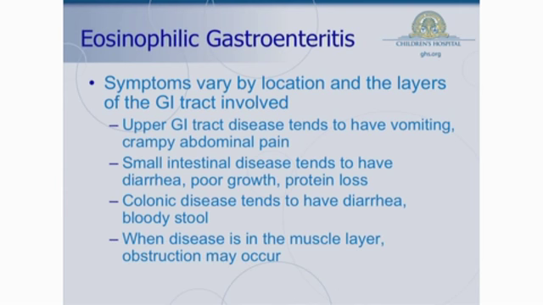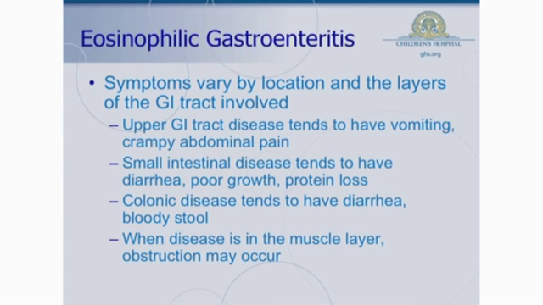So if you have disease that affects mainly the muscular layers as opposed to the surface layers, you may have more symptoms of blockage or obstruction than if it's just involving the surface. And sometimes you can have EG that affects all the way through all the surfaces of the bowel and can even cause an accumulation of fluid in the abdominal cavity as well. So it just changes and is different depending on the individual patient and what type of disease they have.